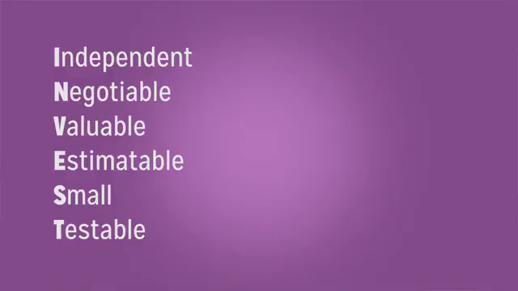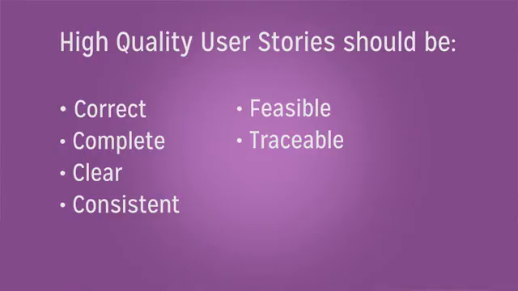In the last module, you learned that user stories should meet the INVEST criteria. That is, they should be independent, negotiable, valuable, estimatable, small, and testable. In this lesson, you learned that user stories should also be correct, complete, clear, consistent, feasible, and traceable. Improving your user stories to satisfy these criteria will prevent mistakes or unnecessary work in your project. And high-quality user stories lead to high-quality products.